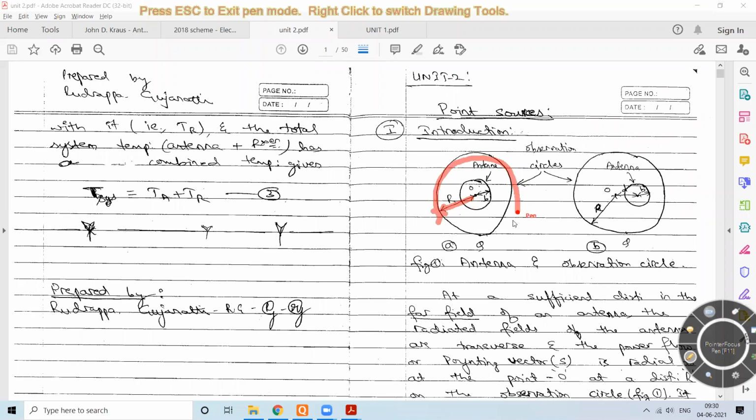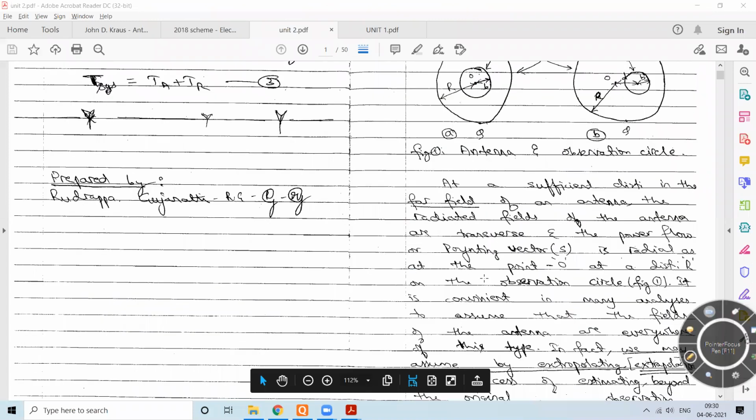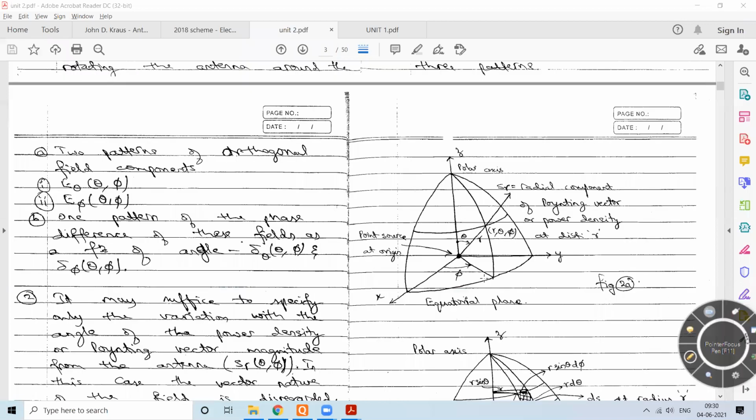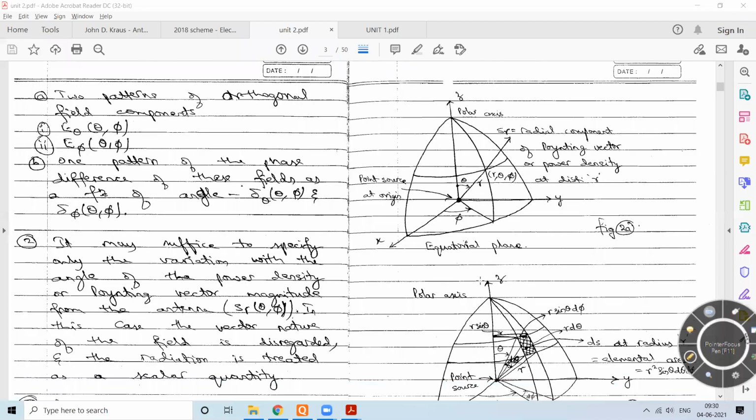In two dimensions, you are moving around in a circle with respect to the antenna, with respect to theta, and with respect to phi also it will be a circle. When I combine both circles, I'll obtain a sphere. That sphere will give me the variations. If I can identify the radiation at those points on the sphere, I'll be able to obtain the radiation pattern in three dimensions.